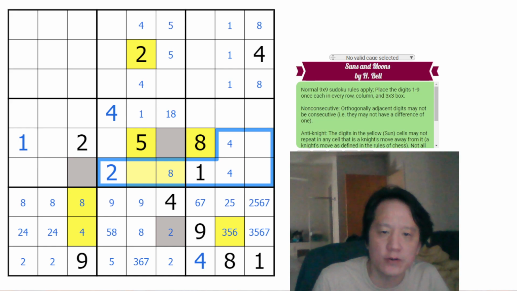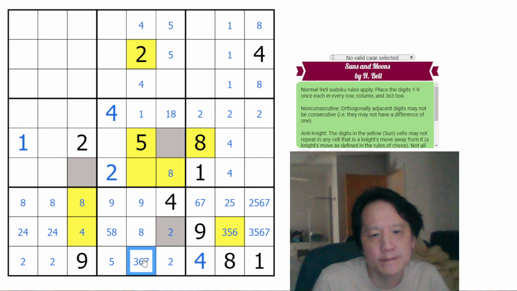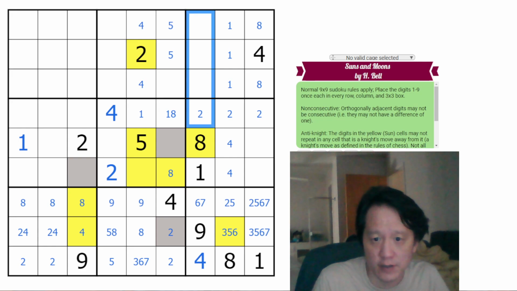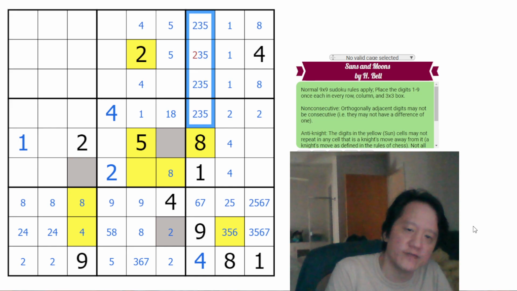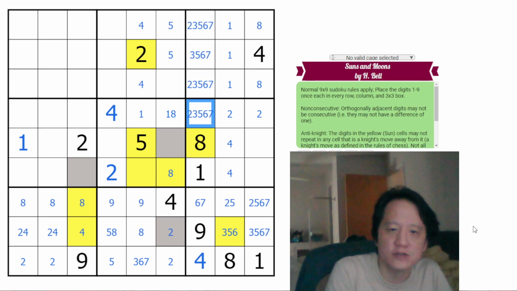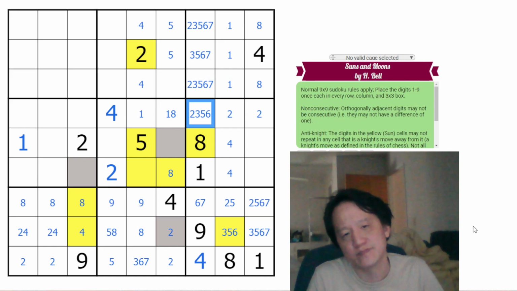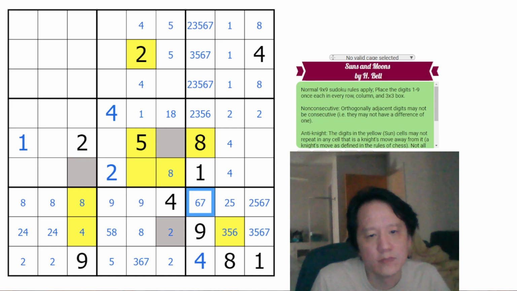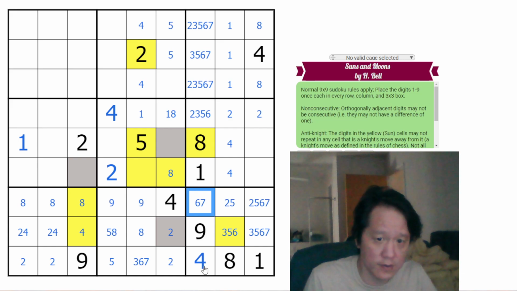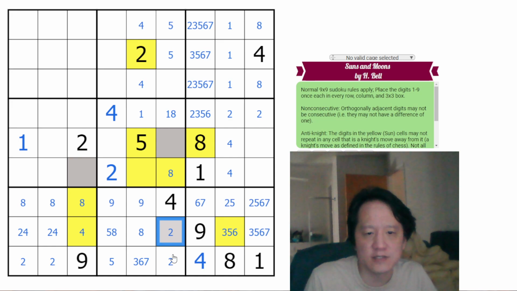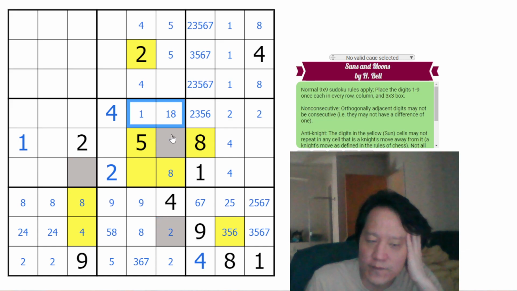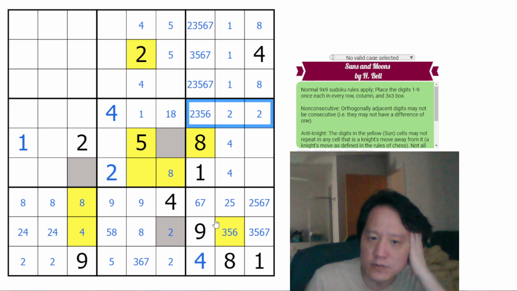2 cannot be here or here, so 2 is one of those 3. Again, this is 2, 3, 5, 6, 7. That can't be 2. This can't be 7. This is 6 or 7. This can't be 1. Because if that's 1, the other one has to be 2, right? We know the 1's one of those. 2 has to be one of those.